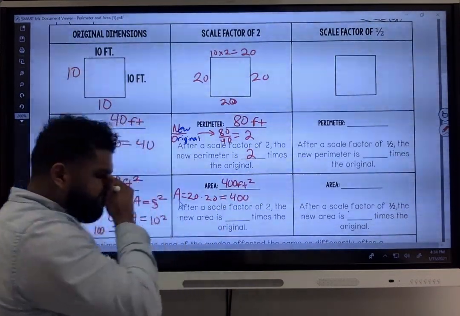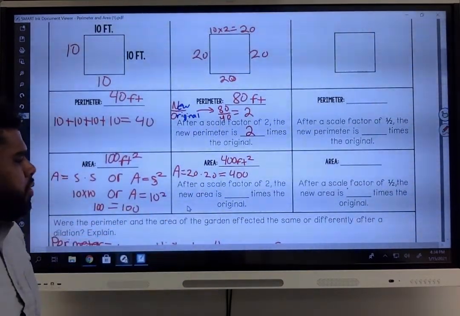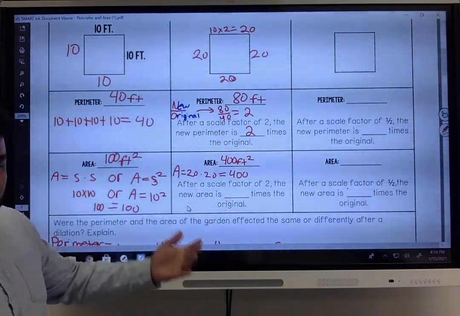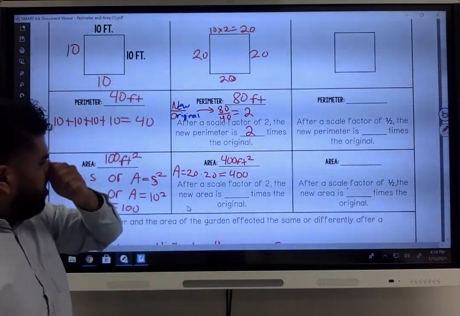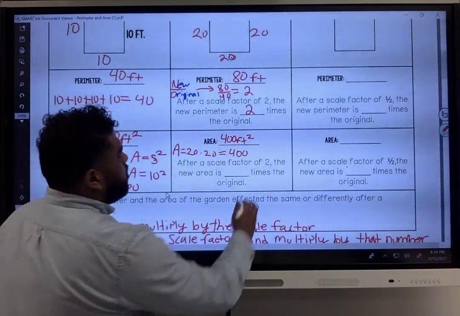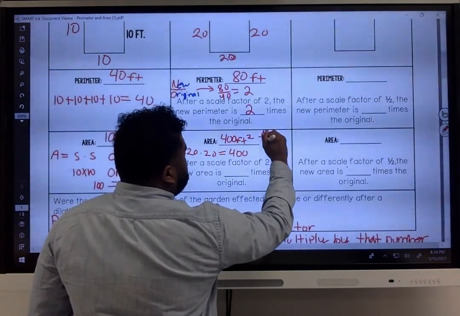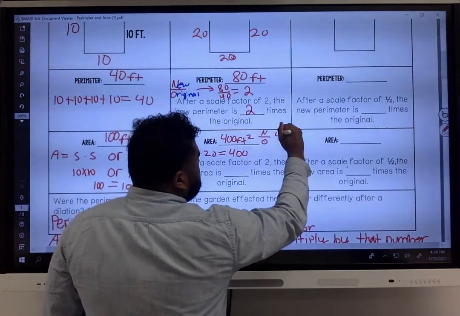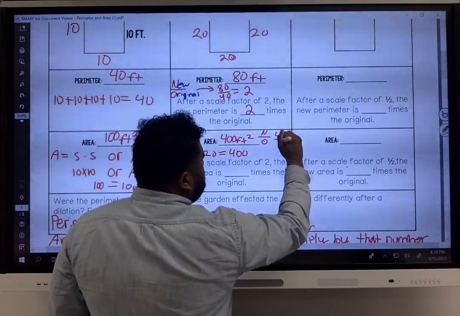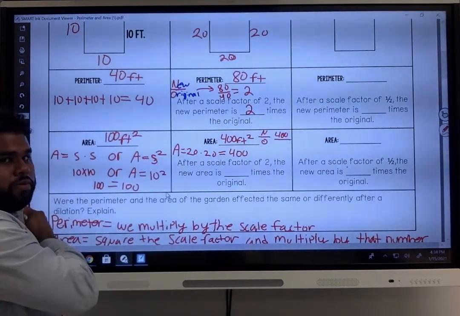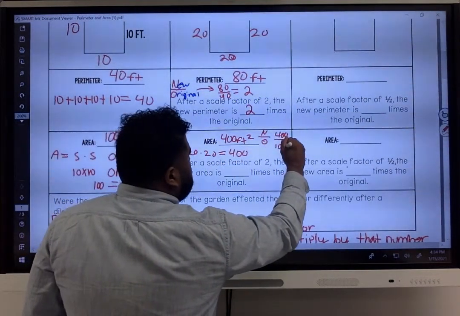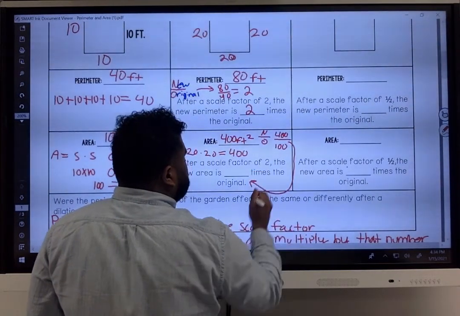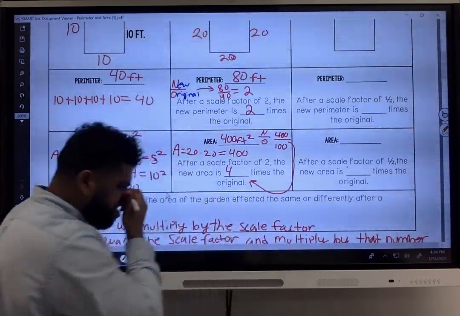After a scale factor of 2, the new area is blank times the original. Okay, well, how do we find that out? We do the same thing that we did for the perimeter. We're going to do NO, new over original. So our new area right here is 400 feet squared, divided by our original area, which is 100 feet squared. So 400 divided by 100 equals 4.